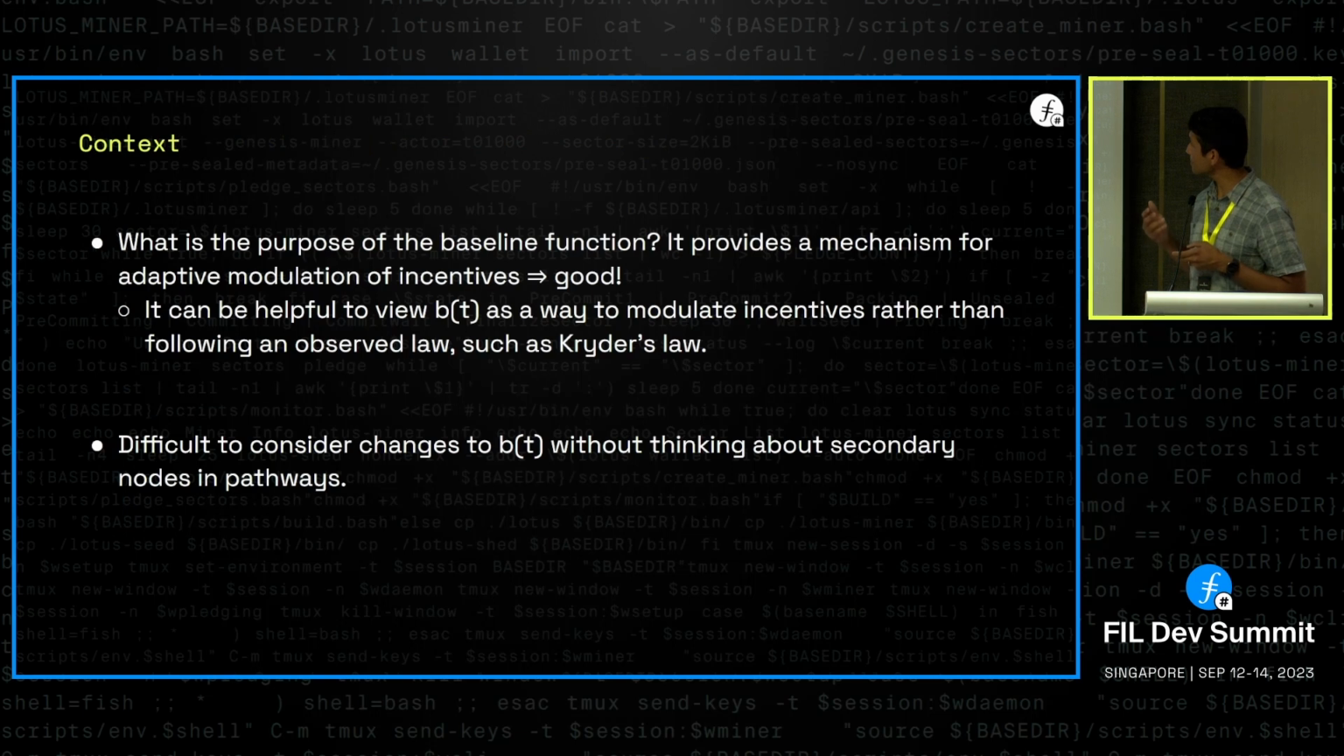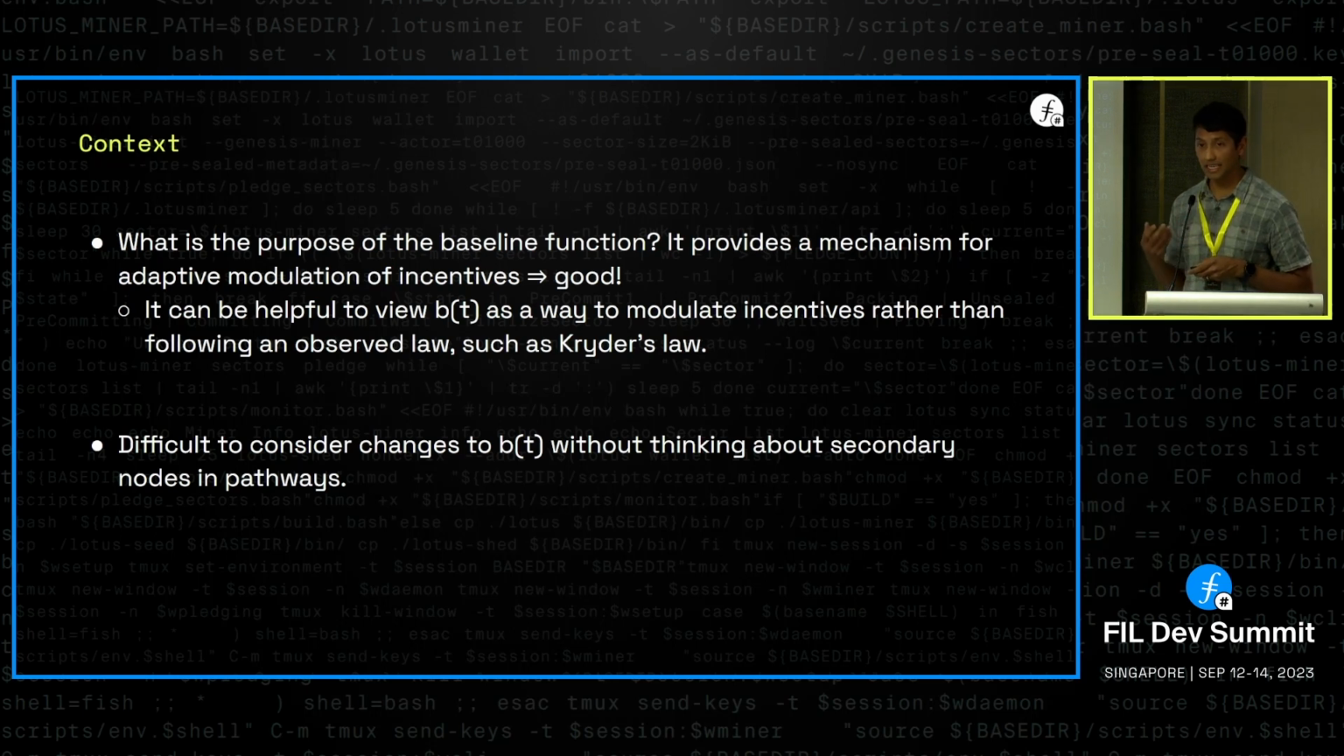And that is a good time to rethink how we define these things. So, we've been already doing all of this context, but what is the purpose of the baseline function? It is defining a network KPI, but you can also think about it as a way for the network to modulate the incentives. It's like an adaptive modulation scheme for how incentives are distributed in the network.